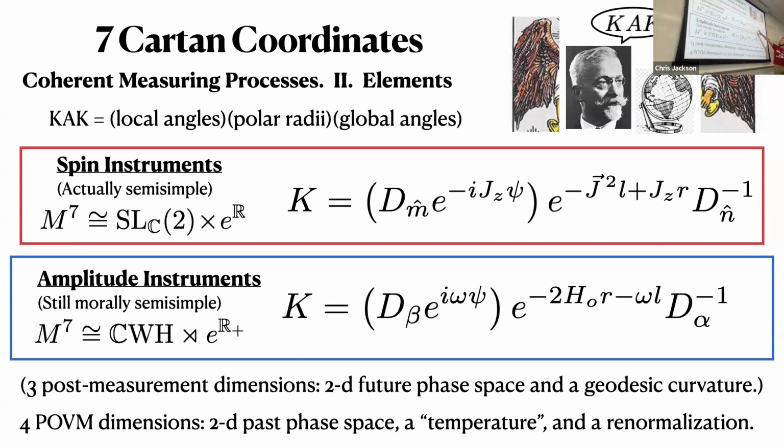Great. So 4 of these dimensions actually affect the POVM. POVMs are meaningful to you. And then 3 of these dimensions are just what the post-measurement state is, and they are more dimensions.